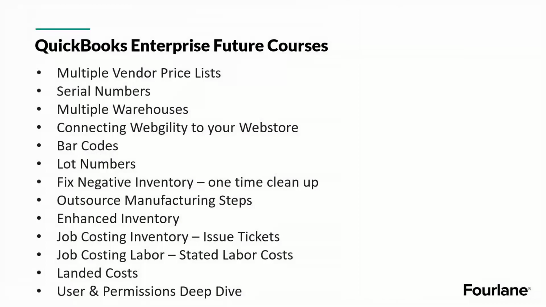Coming up in the next couple weeks, because we're running up against time, and I know it's a busy week. We do have multiple vendor price lists we're going to be talking about next week. Holiday week, I know it's going to be so much fun. You guys want to talk about New Year's and multiple vendor price lists. So we're going to go over that next week. Serial numbers, multiple warehouses coming down the pipe. We have some WebGility webinars coming up as well. I know there's been a lot of questions around WebGility from people. I've been getting a lot of them.